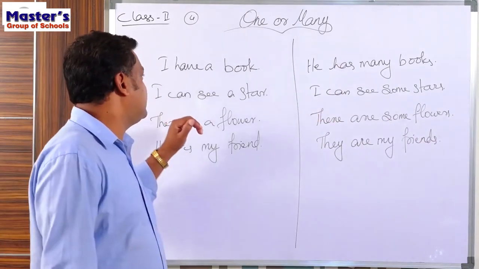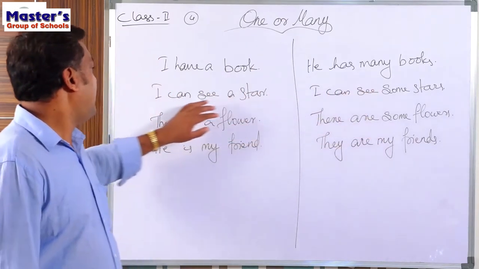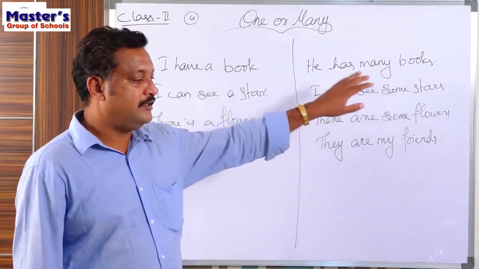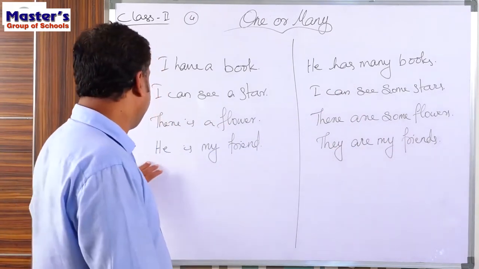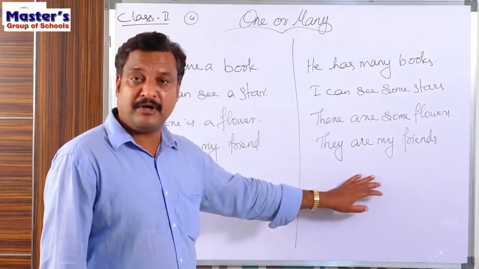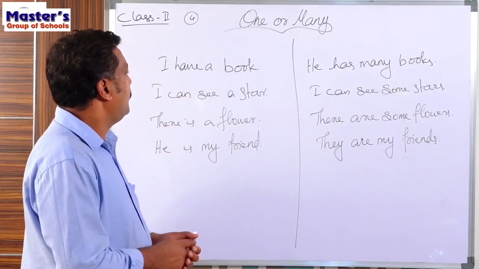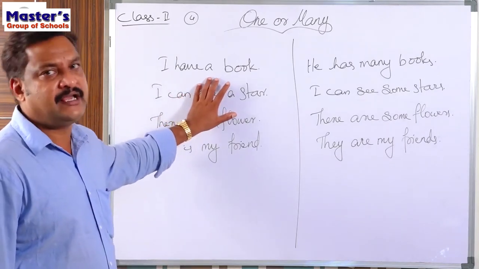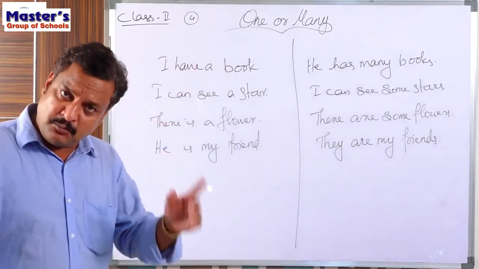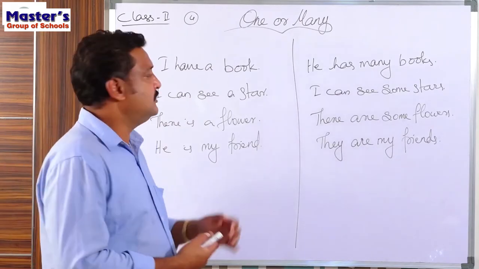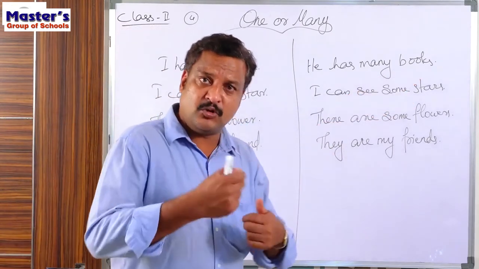So let us look at these sentences. I have a book. He has many books. I can see a star. I can see some stars. There is a flower. There are some flowers. He is my friend. They are my friends. Right? So, in these two boxes, what does this mean? I have a book means I have one book with me. Isn't it? He has many books means what? He has more than one book. So, book means one. Books means more than one.